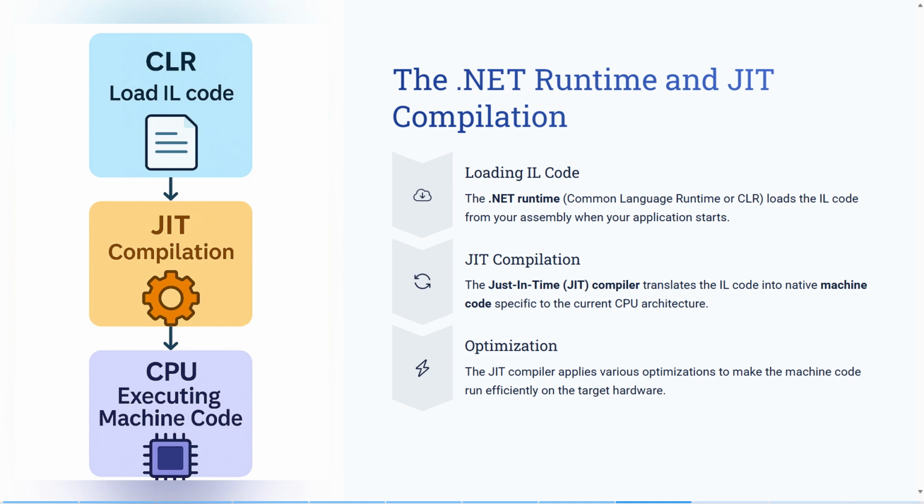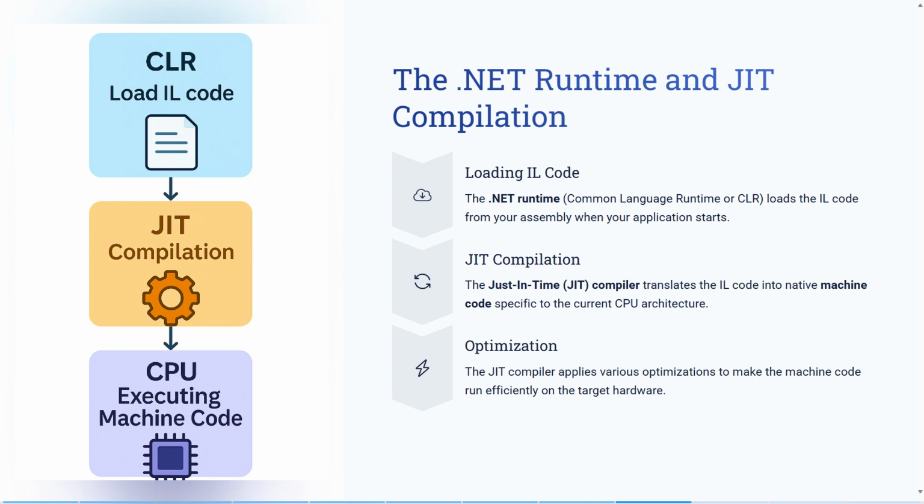The just-in-time compiler doesn't compile your entire application at once. Instead, it compiles methods as they're called for the first time during execution. This is the reason it is called the just-in-time compiler, because it is compiling the IL code to machine code just before it executes a particular piece of code.